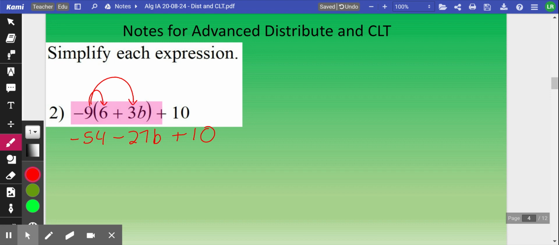Okay? Alex, are there like terms here? Where? -54 and 10. So I'm going to add those two together. Okay? The -27b is its own thing. It's the only one like it. -54 plus 10, different signs, subtract. Keep the larger. So it'd be -44. And then the -27b, drop it like it's hot.